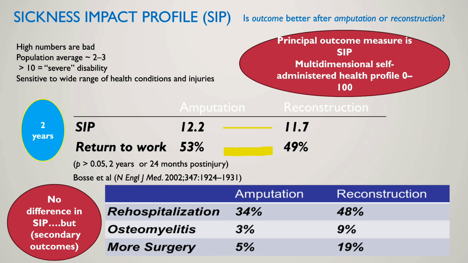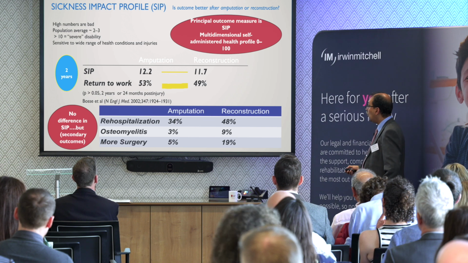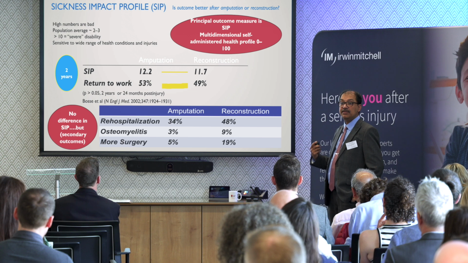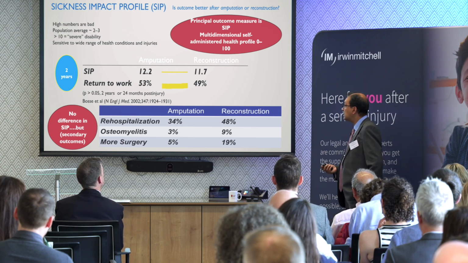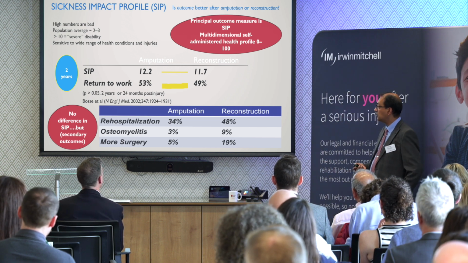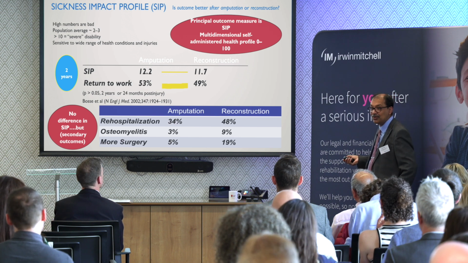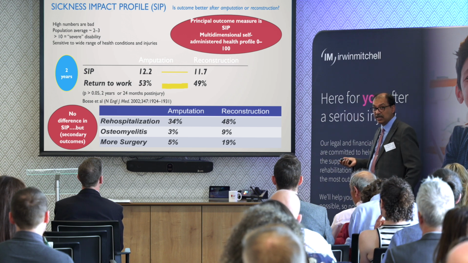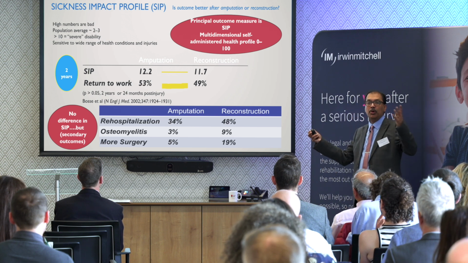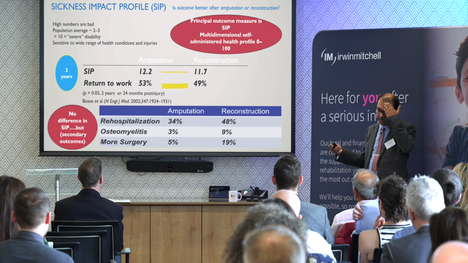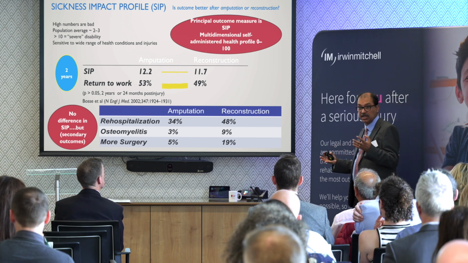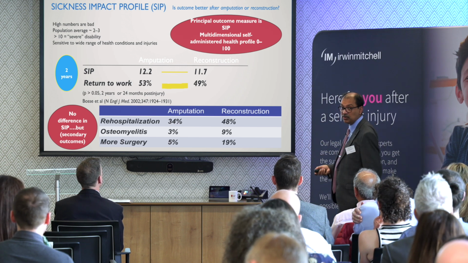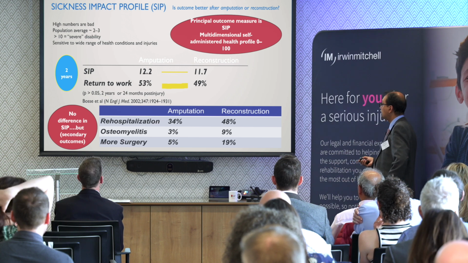There is another thing they looked at, return to work. Almost 50%, meaning 1 in 2 severely injured lower limb patients came back to work. So there is no difference between amputation and reconstruction. It's an amazing result. The more the number in the study, the more sensitive is the result. So 600 patients, amazing results.